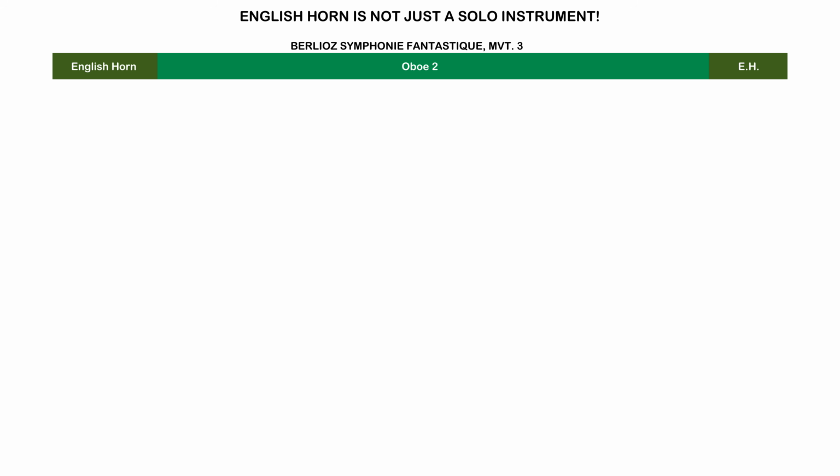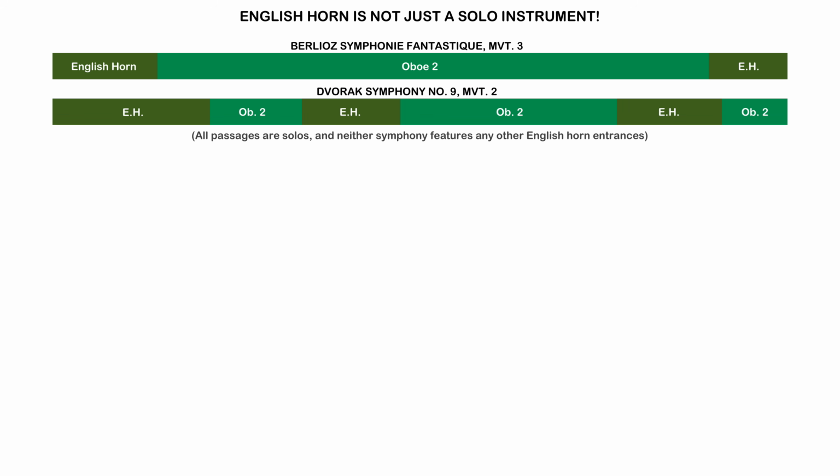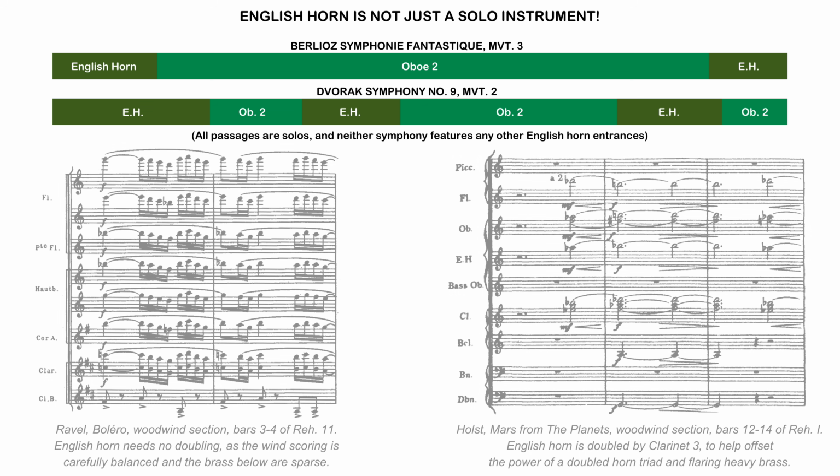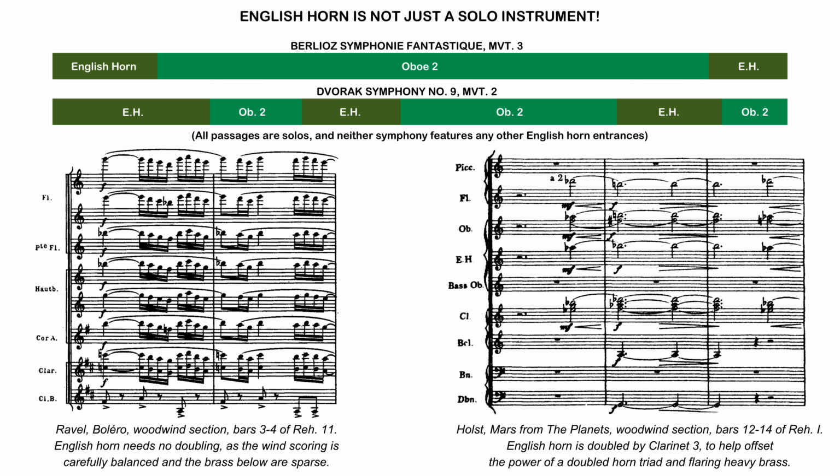English horn is sometimes only trotted out for the occasional solo, after which the player will have nothing to do, or may be asked to switch back to oboe. But English horn is just as useful as an ensemble instrument for an experienced orchestrator. The works of Holst, Stravinsky, and Ravel all attest to that.